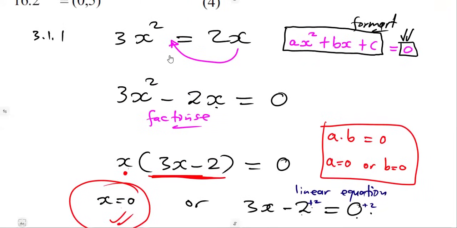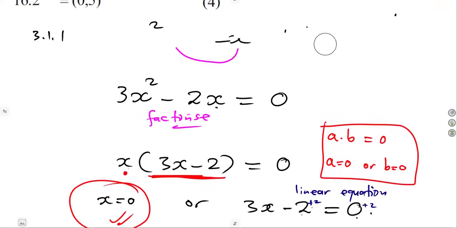Do not divide by x. You take these terms to one side of the equation so that one side is equal to 0. That's a quadratic equation for you.